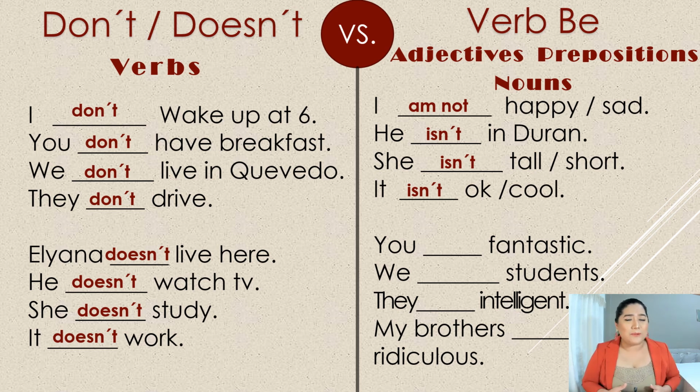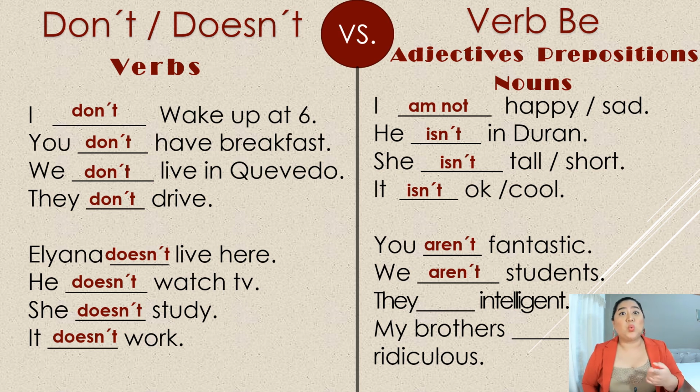It isn't cool. Isn't. What happened with you, we, they, or a plural noun? Well, you remember, we use the negative form aren't. You aren't fantastic. You're terrible. Fantastic. This is an adjective. So you can say you don't fantastic. Don't do that. Fantastic is not a verb, it's not an action. It's an adjective. So you need to write a verb, in this case in a negative form. So you say you aren't fantastic.